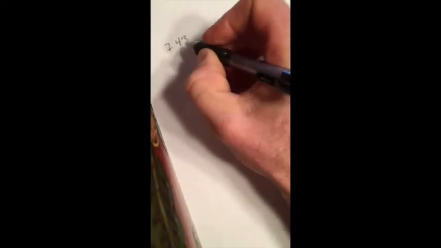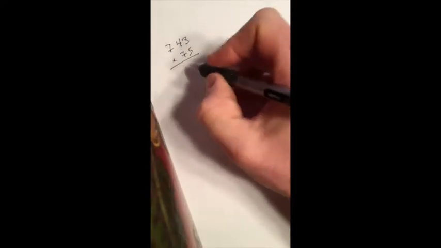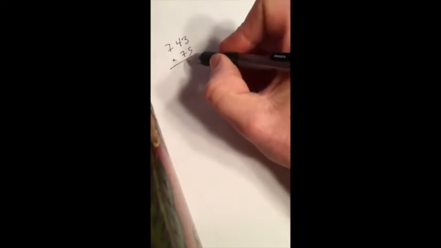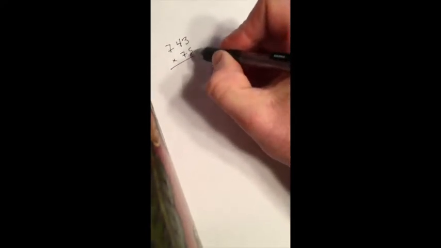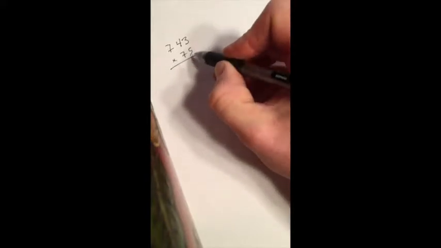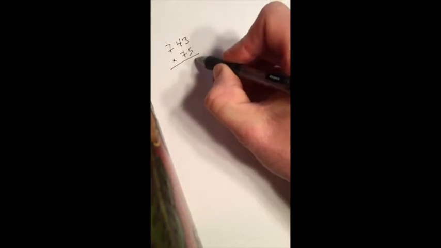Okay, we're working on skill number 4, which is multiplying whole numbers, and specifically we're looking at the problem 743 times 75. First, I'm going to do this the traditional way, using just algorithms, starting with the 5 down here multiplied times the 3 gives me 15.